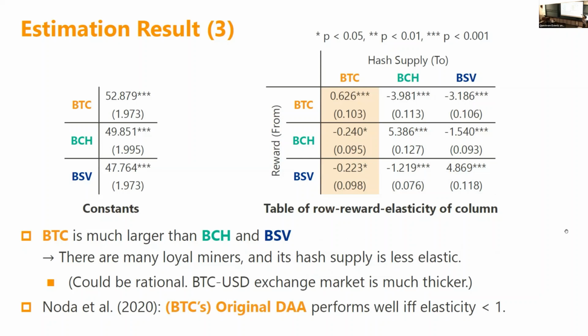And Bitcoin's elasticity is much smaller than Bitcoin Cash and Bitcoin SV. It seems that there are many loyal miners who only mine Bitcoin, even when it is more profitable to mine Bitcoin Cash and Bitcoin SV. And this is why Bitcoin could do with an inefficient DAA. I showed that the original DAA performs well as long as elasticity is smaller than one. And so far, Bitcoin's elasticity is smaller than one. So this is probably the reason why Bitcoin could survive.